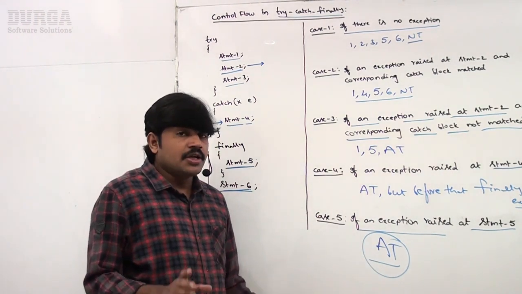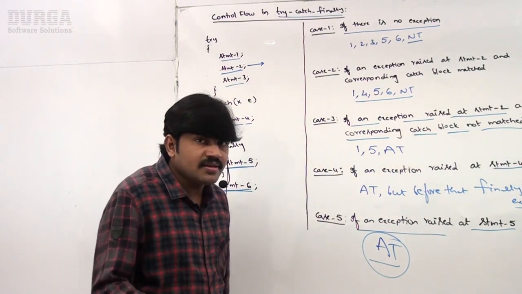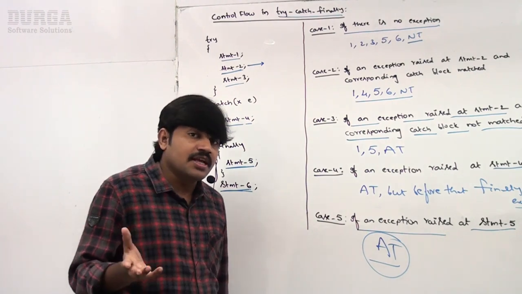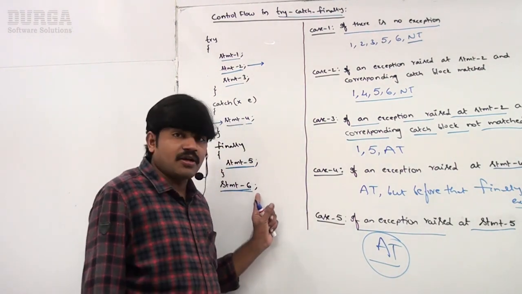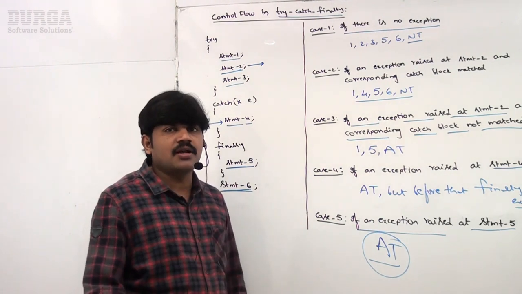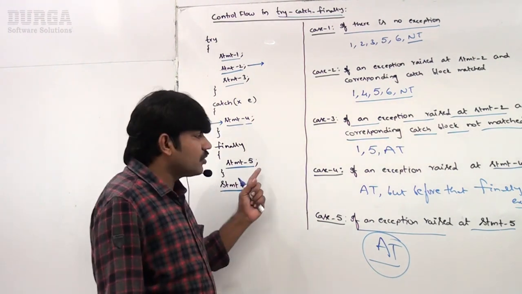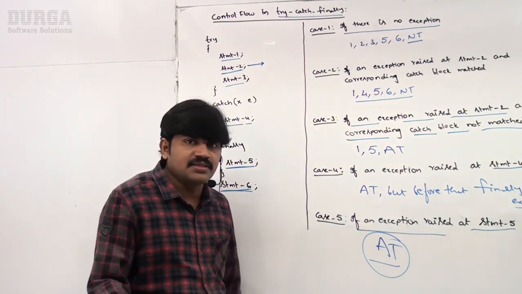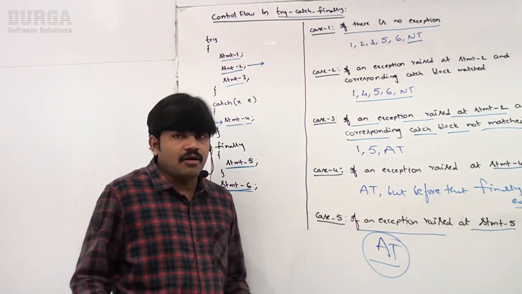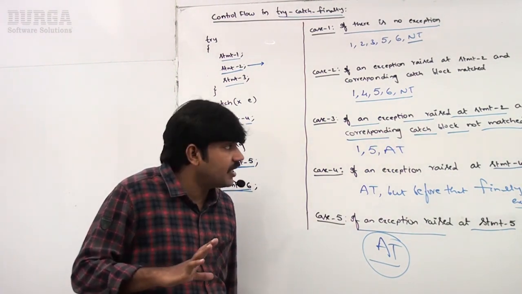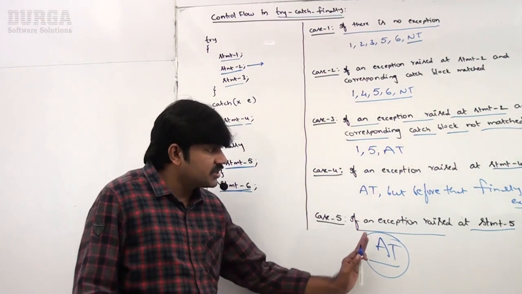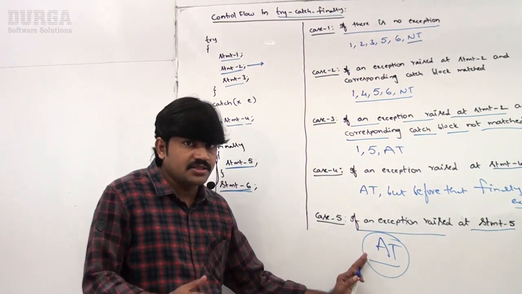Sir, will exceptions be raised only in the try block? No. It can be raised inside the try block or inside the catch block or inside the finally block also. Maybe there is a chance, because the finally block also contains Java code only. Maybe there is a chance of raising an exception inside the finally block also. Clear for you? Sir, I explained very clearly in the material also. These cases are documented very clearly. Just go through that.